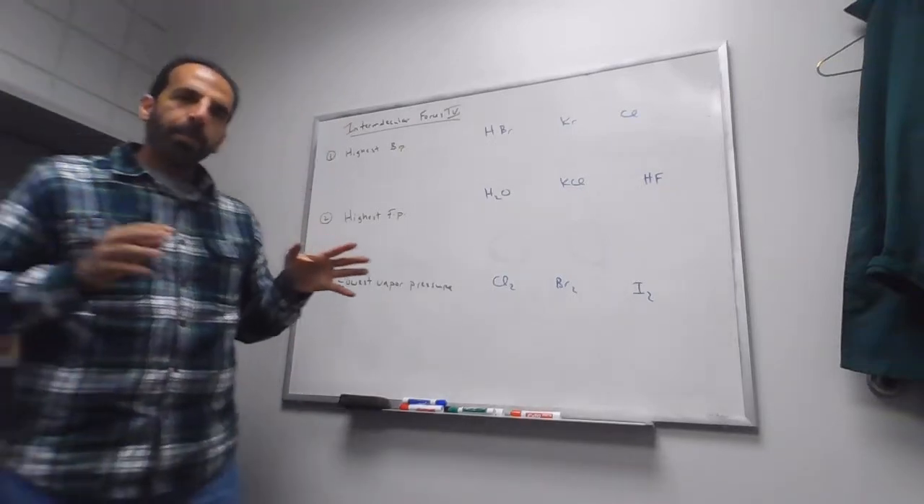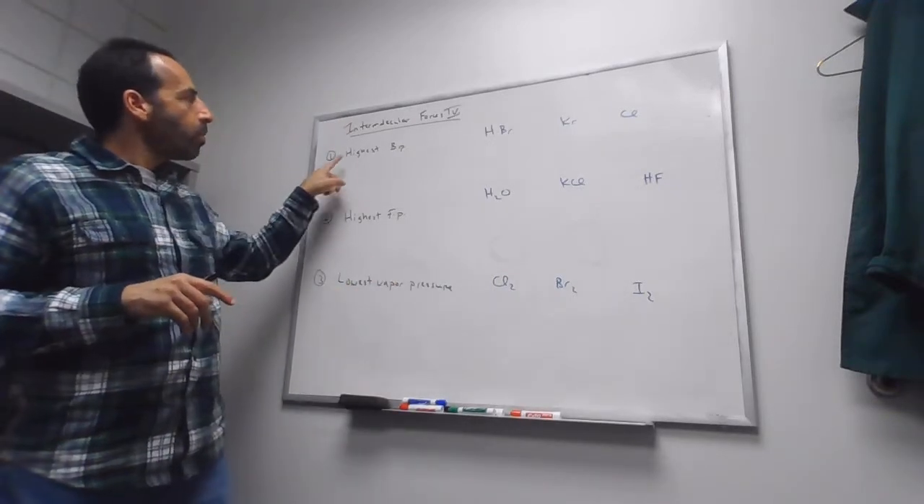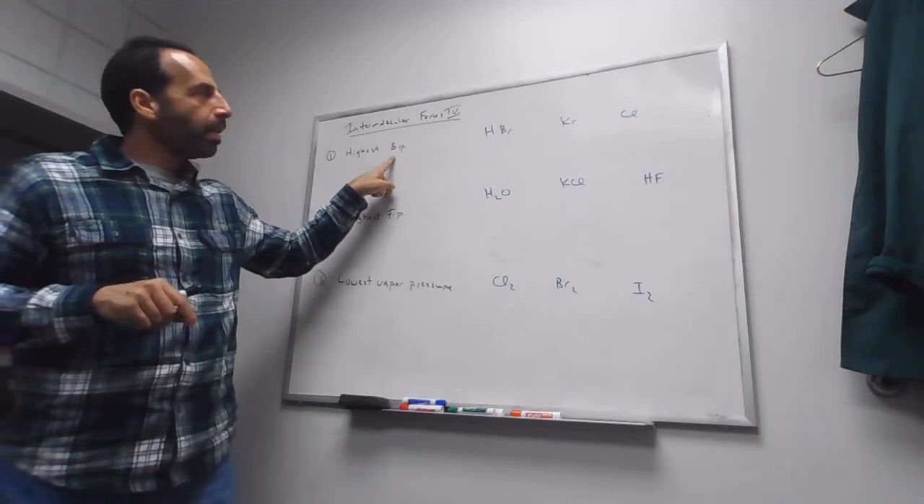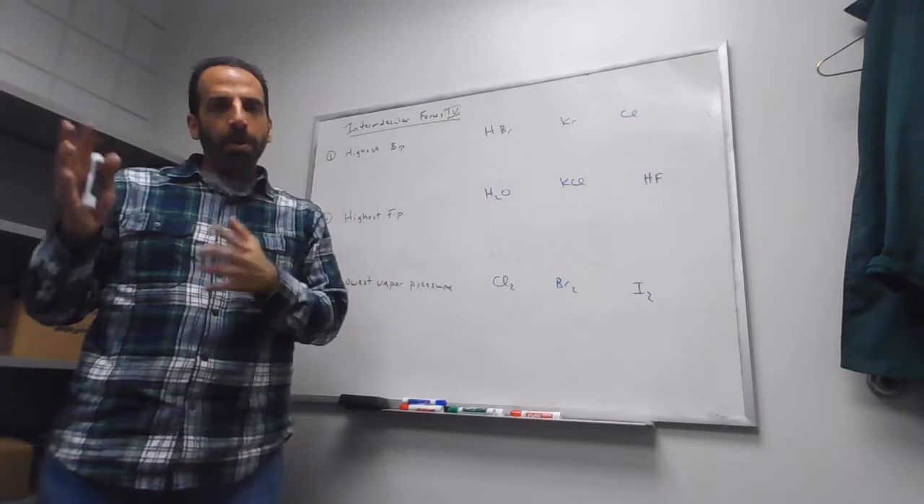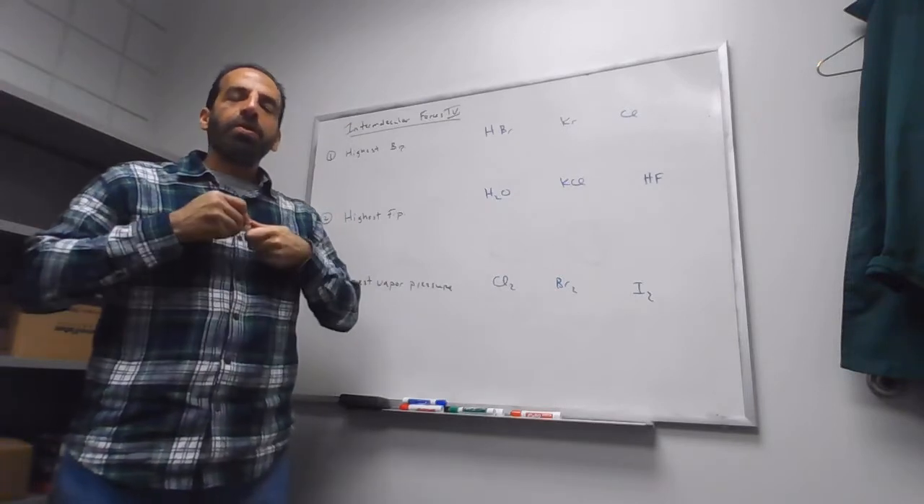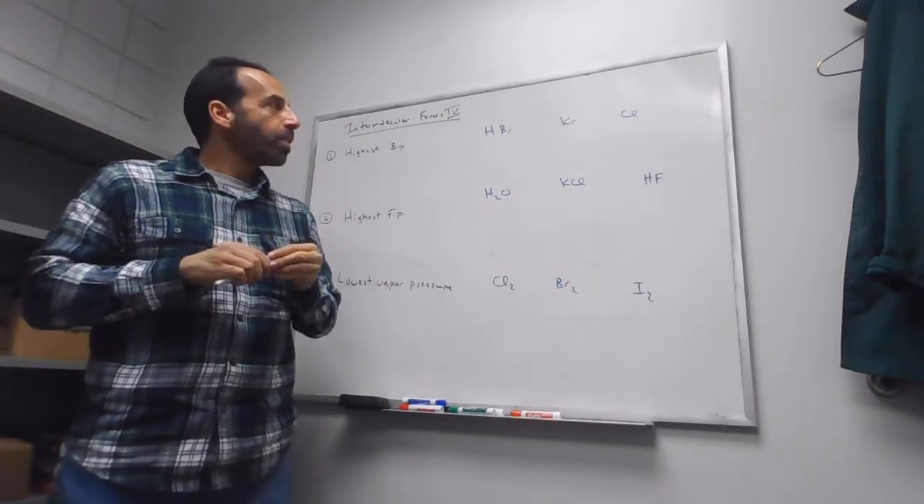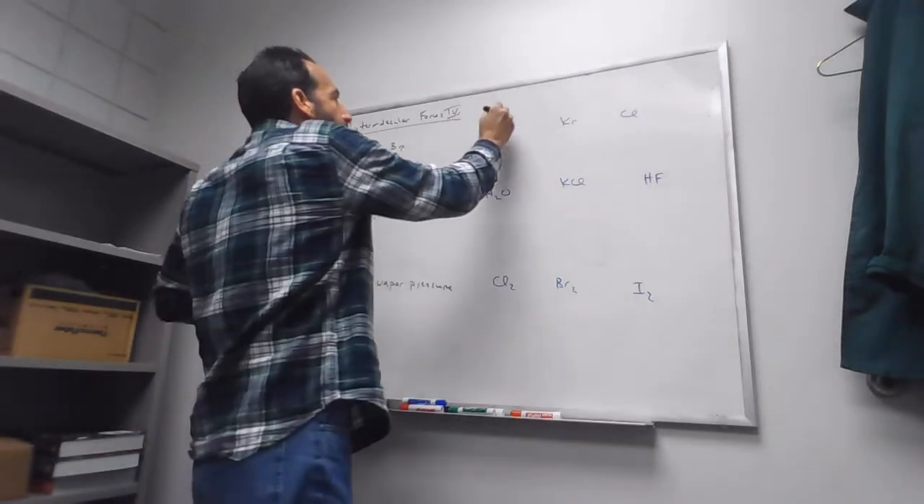So in these right here, we're going to decide which one has the highest boiling point: HBr, krypton, or chlorine. Their molar masses are similar, so then we'll go by intermolecular forces. So in this case right here, I'm going to have dipole-dipole.